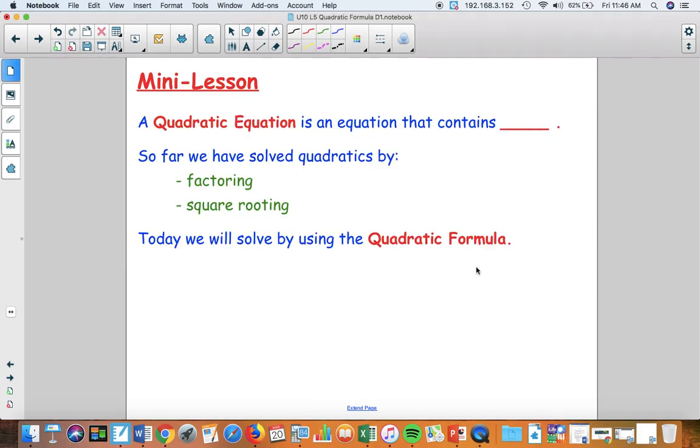So, getting into today's lesson, a quadratic equation is an equation that contains x squared. It's really important that you know this because you need to be able to identify when you have to use these procedures. So far, we've solved them by factoring and by square rooting. Now, these methods are not always going to work. So today we are going to be doing the quadratic formula.